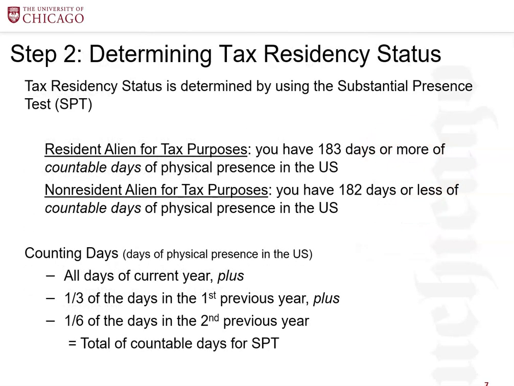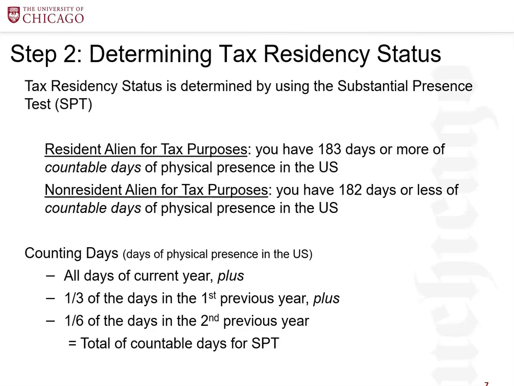Okay, moving on to our next section, determining your tax residency status. Tax residency status is determined by using the substantial presence test. This is an IRS test that they use to determine your residency. Essentially what it boils down to is you are a resident for tax purposes if you have 183 days or more of countable days of physical presence in the U.S. in a given tax year. If you have fewer than 183 days of countable days of physical presence in the U.S., you are considered a non-resident alien for tax purposes in a given tax year.